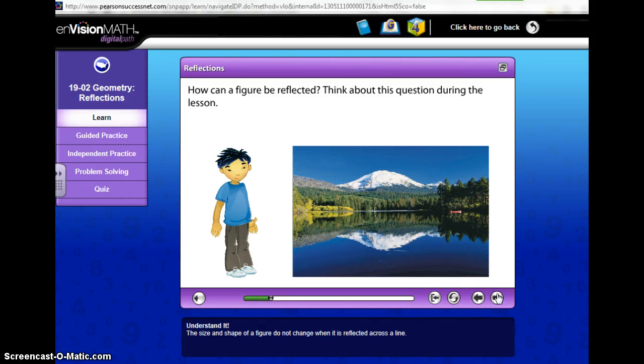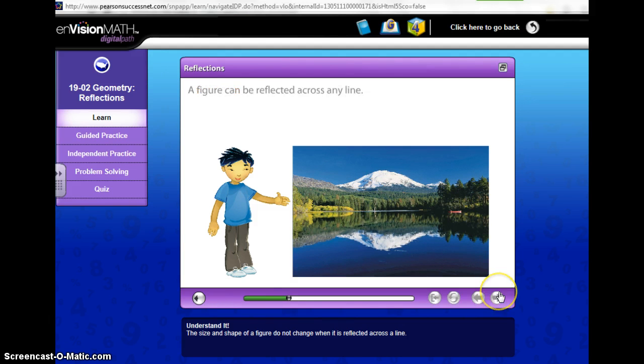How can a figure be reflected? So yes, lovely picture. Perfect example of a reflection. For those of you who are not aware, a reflection gives a mirror image of something. A figure can be reflected across any line. Here's our line. We call it a line of symmetry or maybe a focus line. Everything on the top is a reflection of the bottom. Same size, same shape.